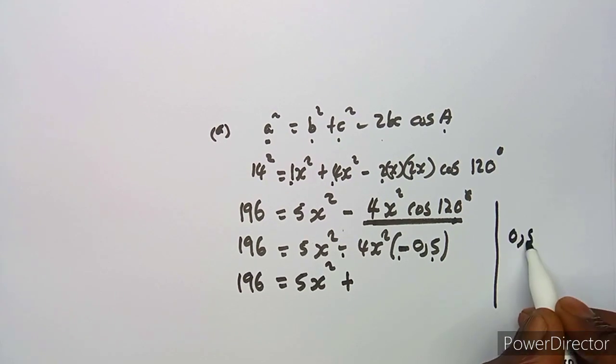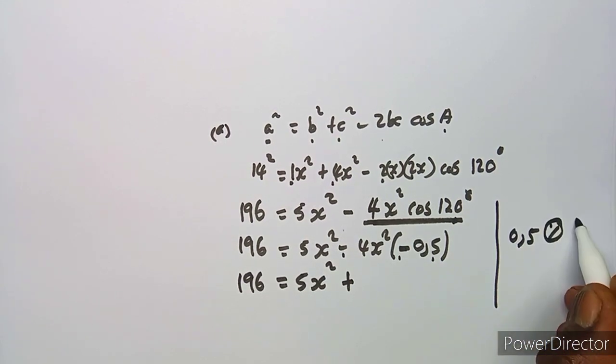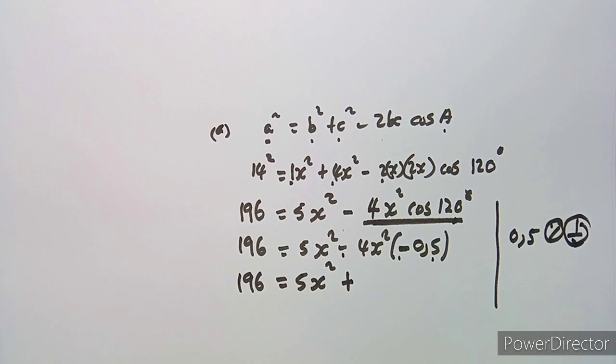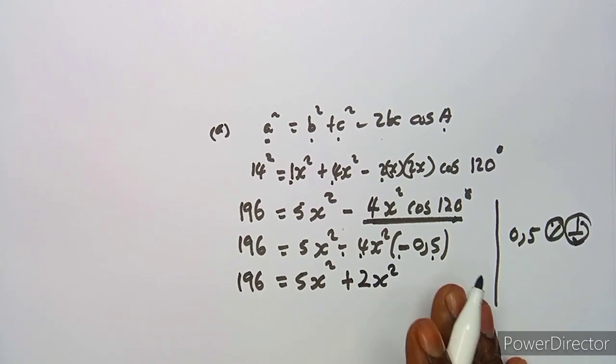Anything times 0.5 means you're simply multiplying by half. 0.5 means half. So it's half of 4. And what is half of 4? We all know that half of 4 is 2. So it's going to give us 2x squared.